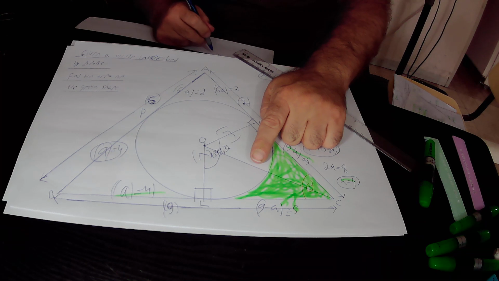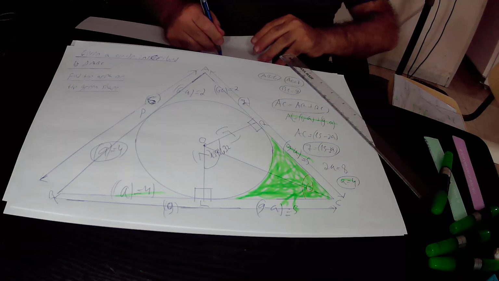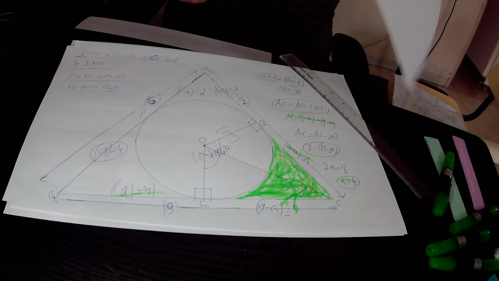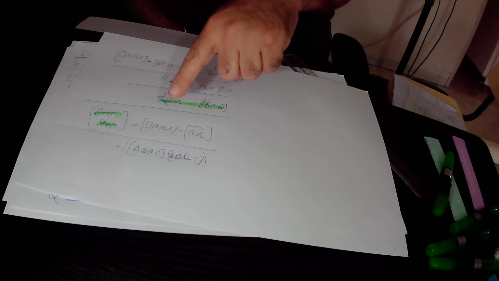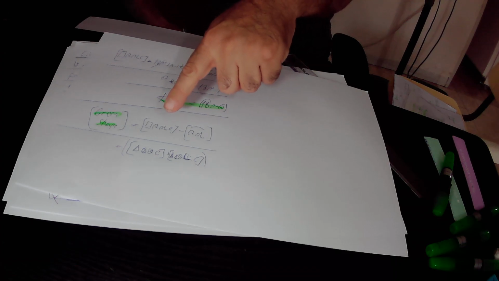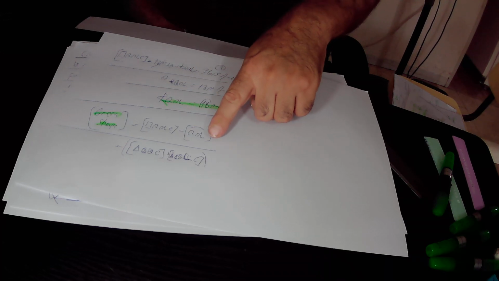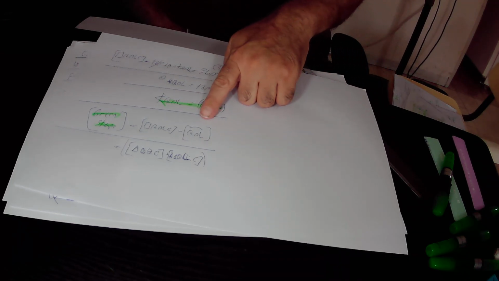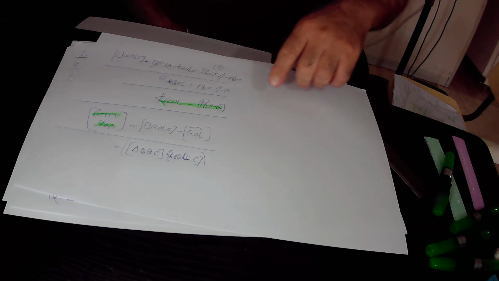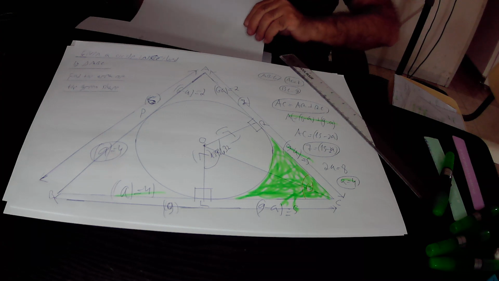And again, the area of this quadrilateral QOLC equals the area of the right triangle OQC plus the area of the right triangle OLC. So we have to subtract the area of sector QOL. What is the area of this sector QOL?